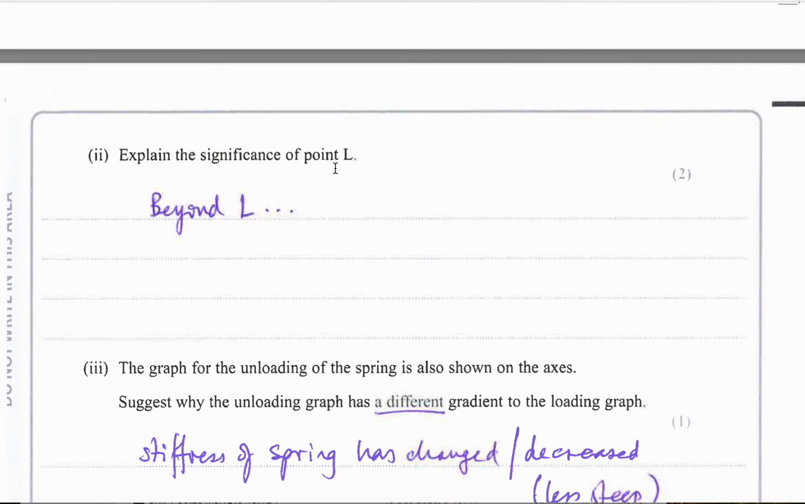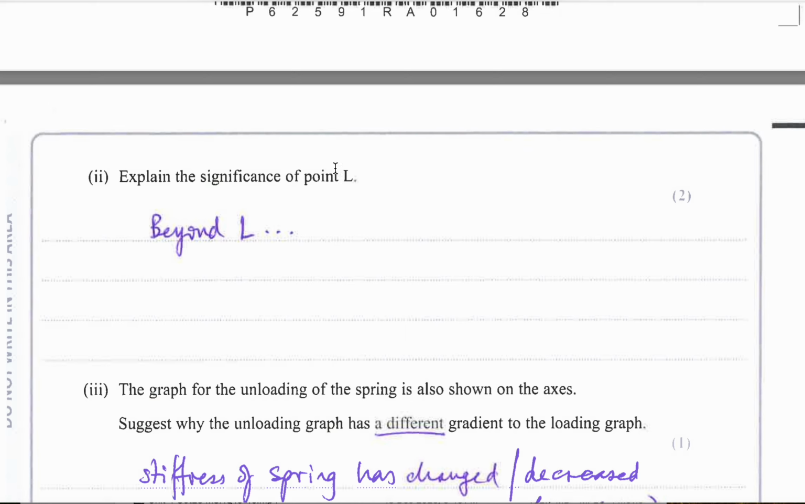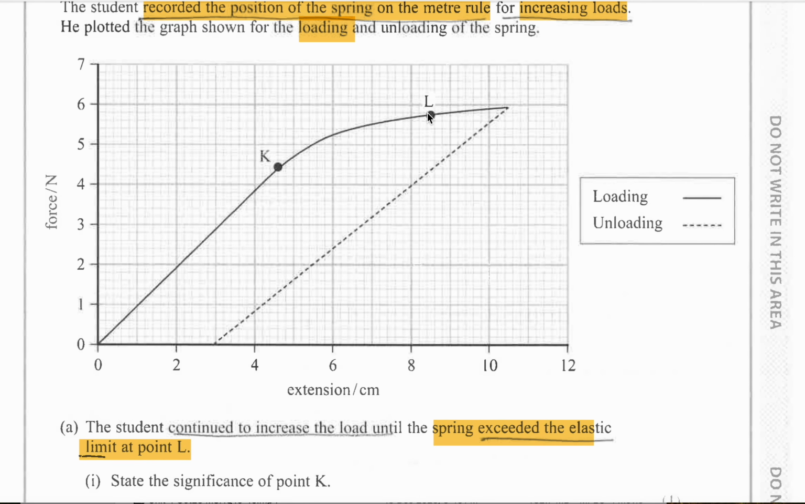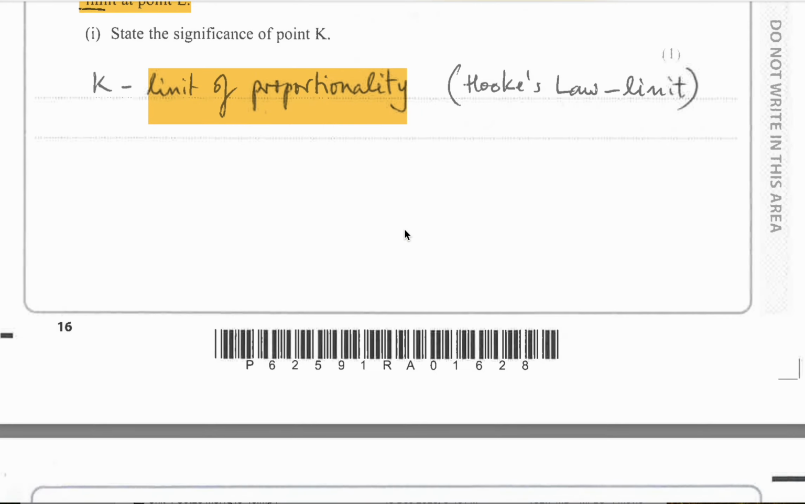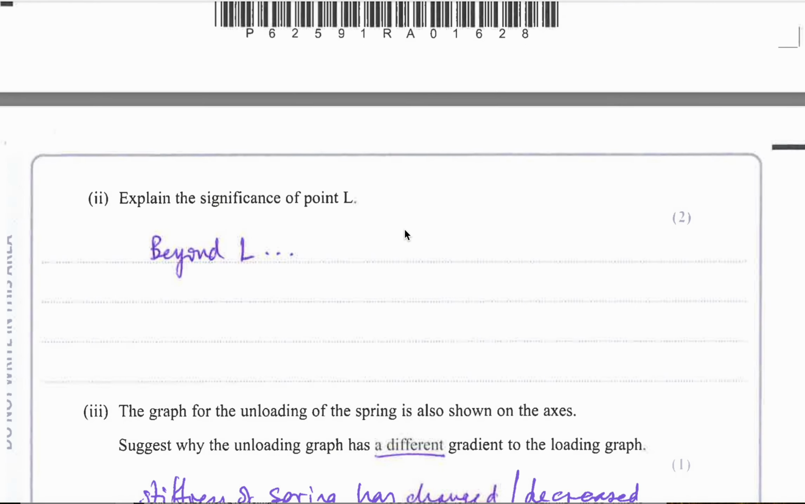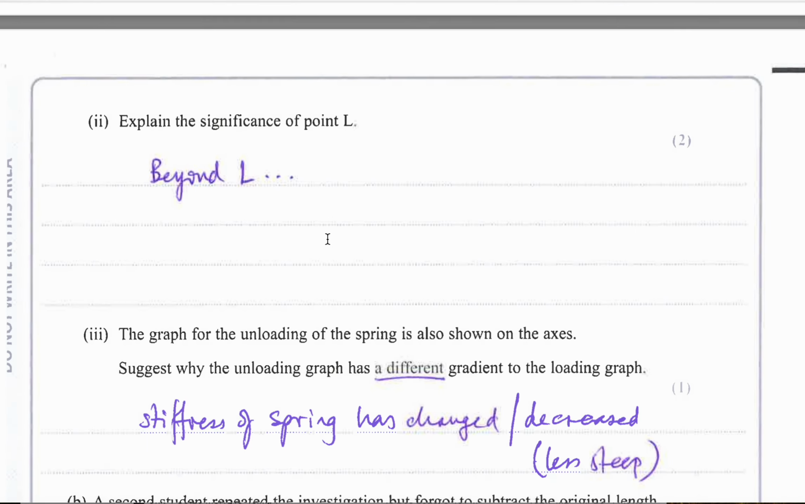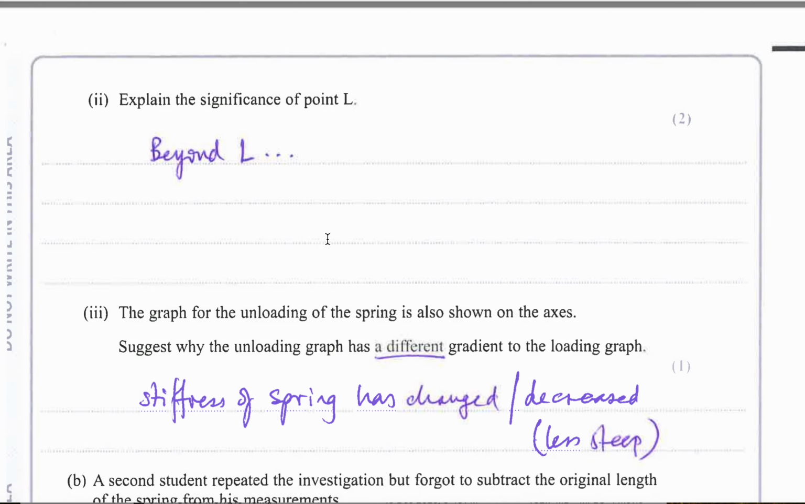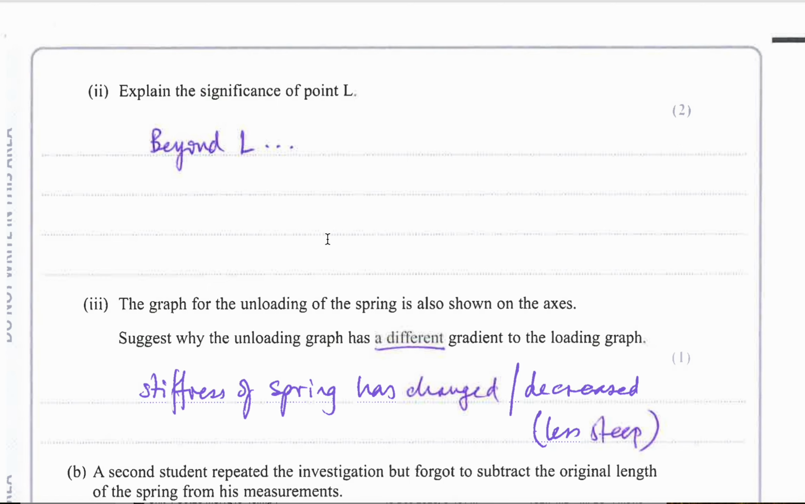Explain the significance of point L. So what happens beyond L? That's what you need to write. You need to say, if you go beyond L, it will exceed the elastic limit, which is told you in the question, and therefore, once you take the weight off, it will not return to its original length or original shape as such. So again, check the wording of the mark scheme for yourself.